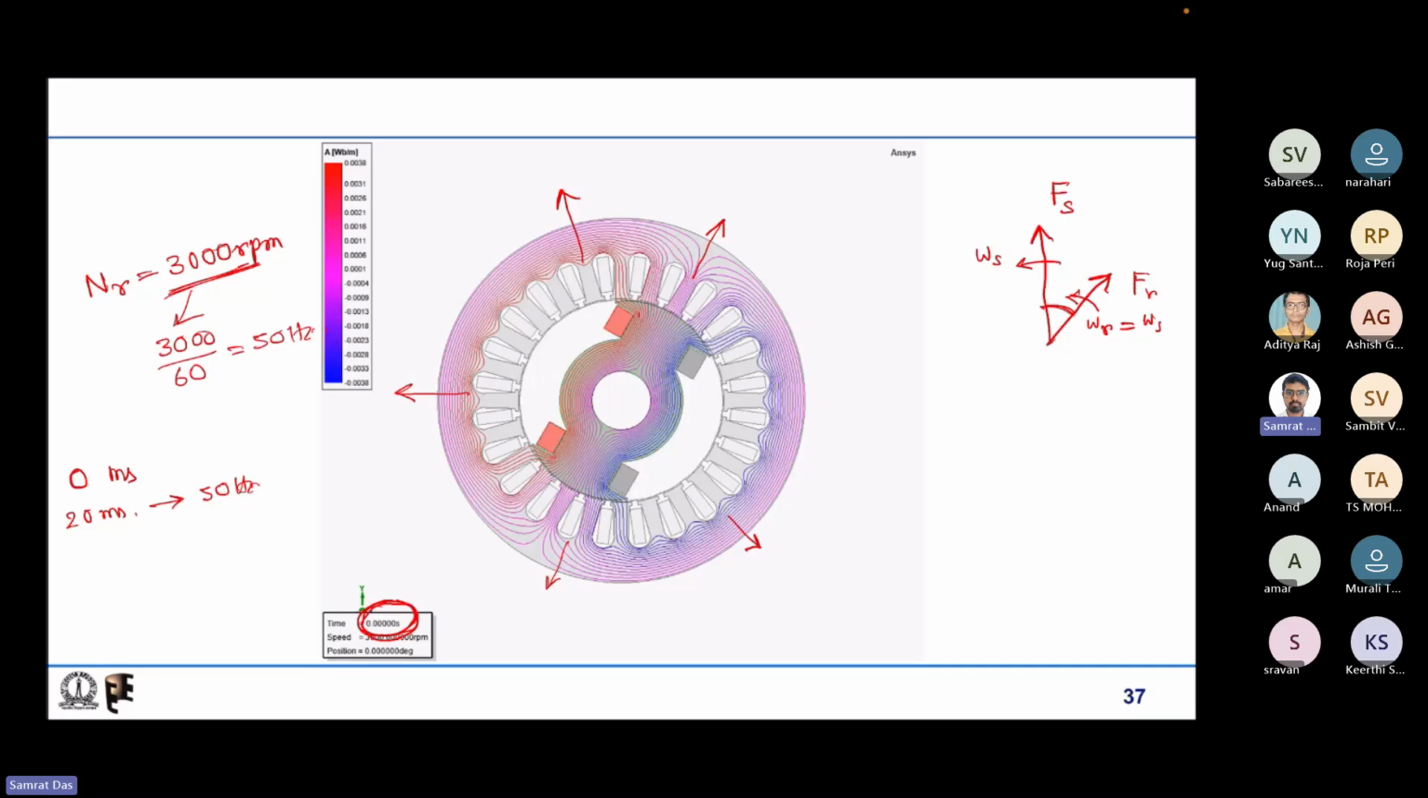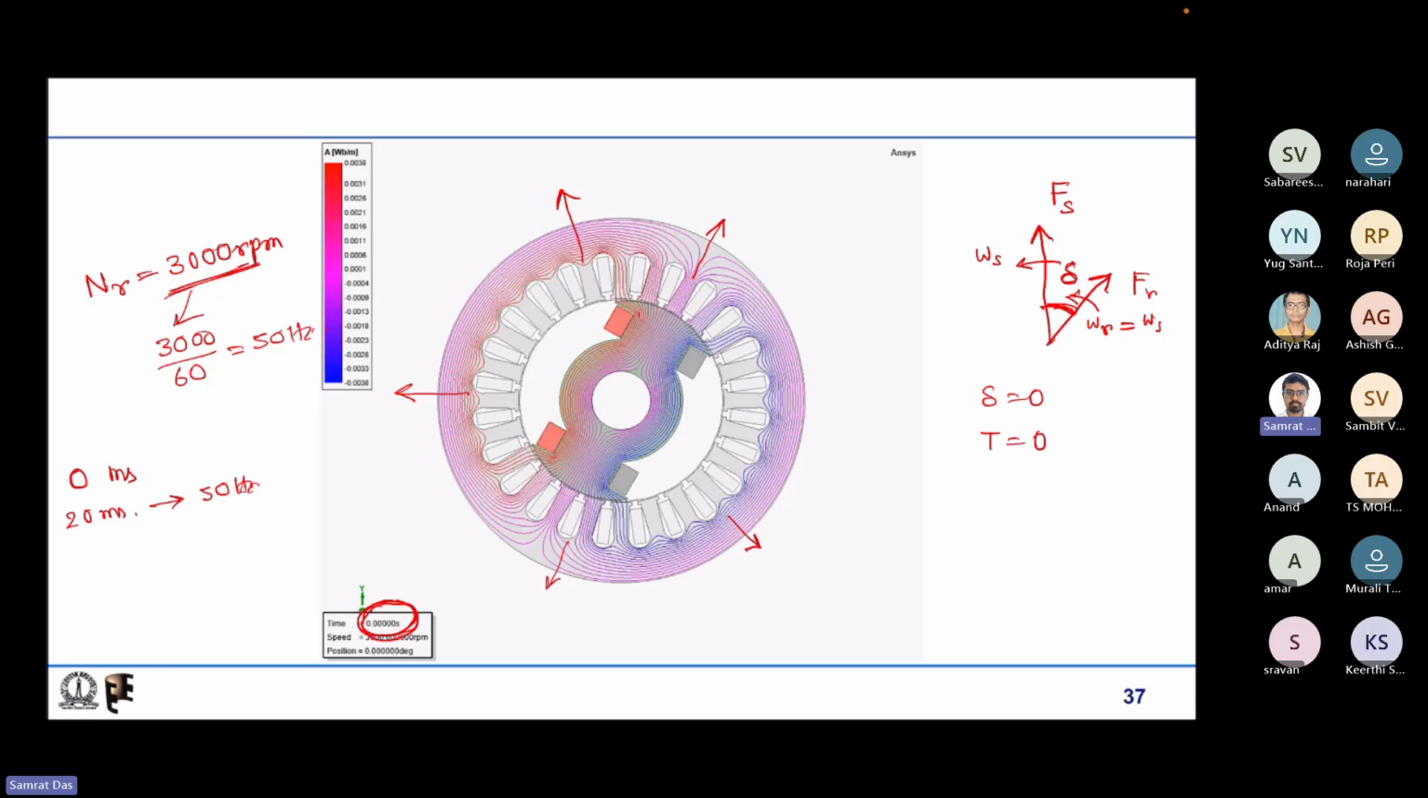Now what happens if the angle between the two magnetic fields, say let me call it delta, is equal to 0? Then there is no torque production, torque equal to 0. That means the motor is running but it is not delivering any torque, it is running under no load.